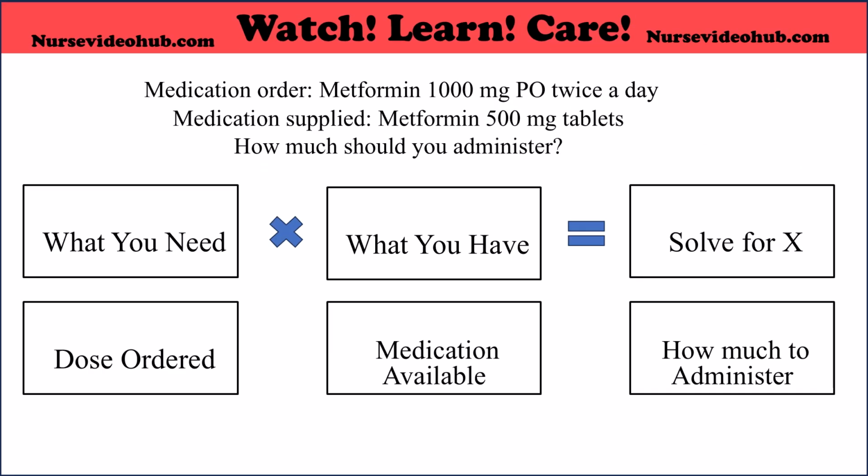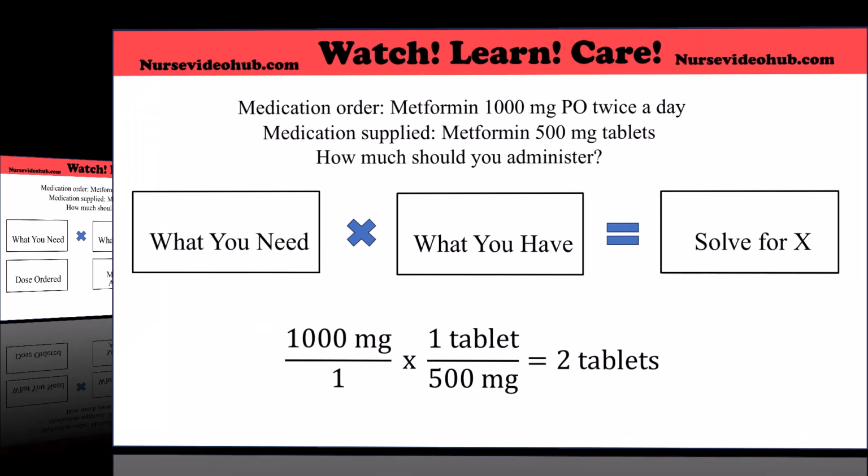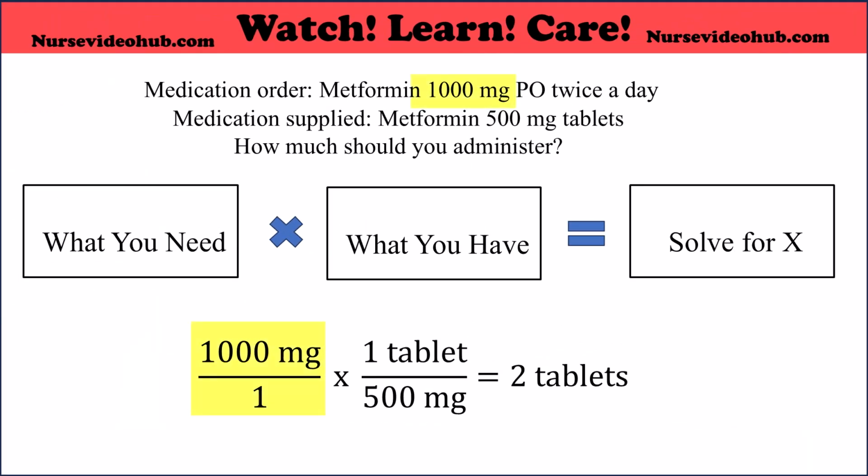Let's complete another calculation. The medication order is metformin, 1,000 milligrams PO twice a day. The medication supplied is metformin, 500 milligram tablets. How much should you administer? Write out the prescribed dose as a fraction, 1,000 milligrams over 1. Then write the available medication in a fraction with the units so that they cancel out, 1 tablet over 500 milligrams.